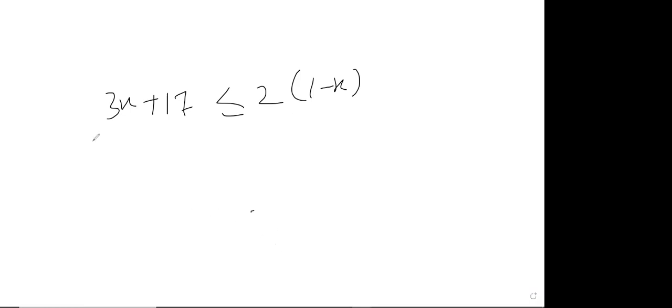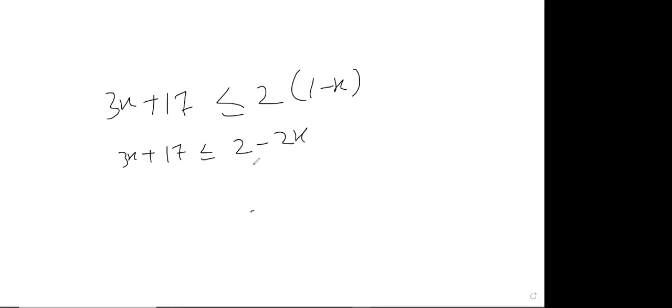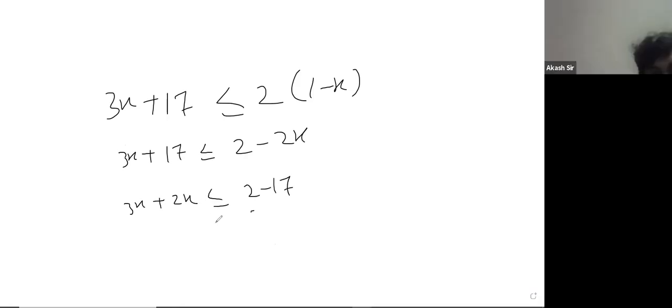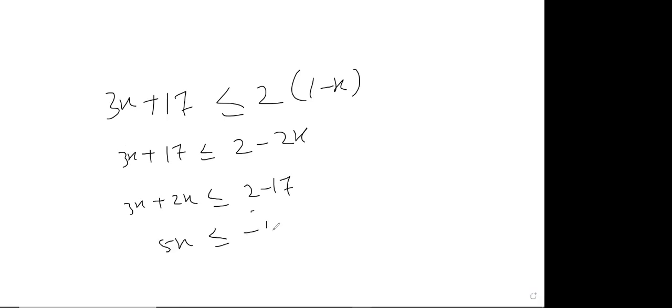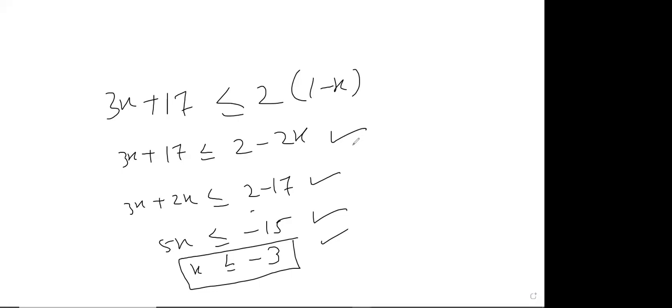So 3x plus 17 is less than or equal to 2 minus 2x. 3x plus 2x is less than or equal to 2 minus 17. Okay, 5x is less than or equal to minus 15. And x is less than or equal to minus 3. Yeah, right. So these are the absolutely correct steps to follow. I hope you got it. Abdul, are we clear now? Yes, sir. Okay.